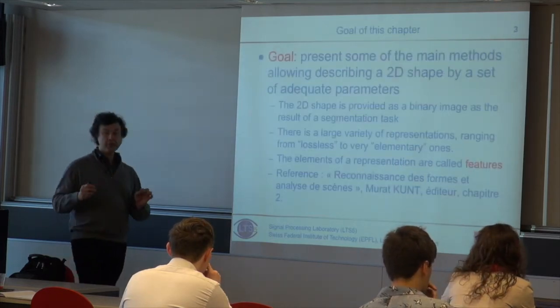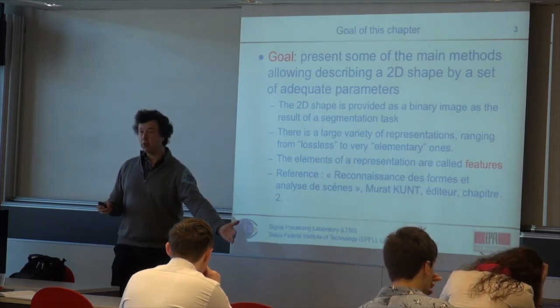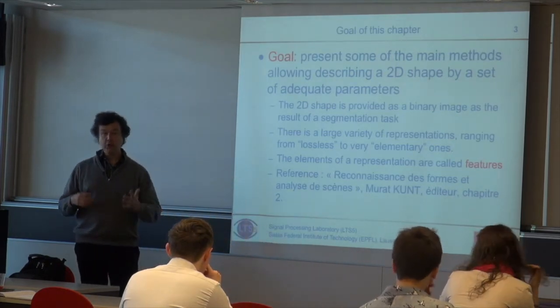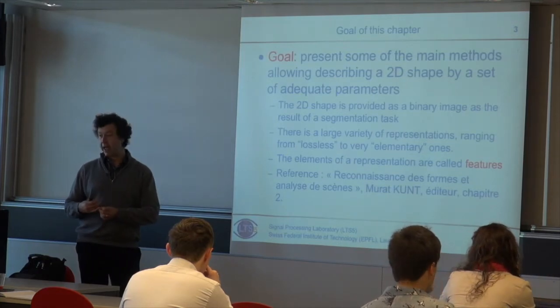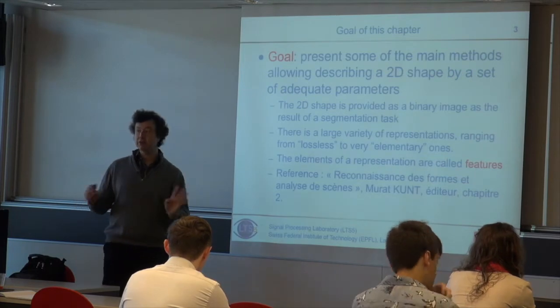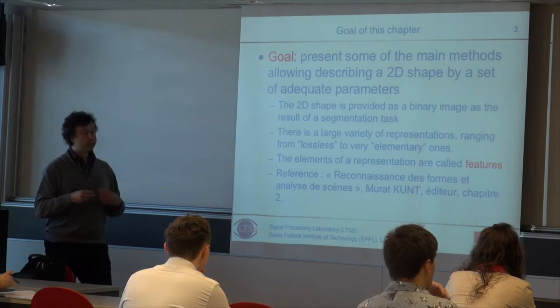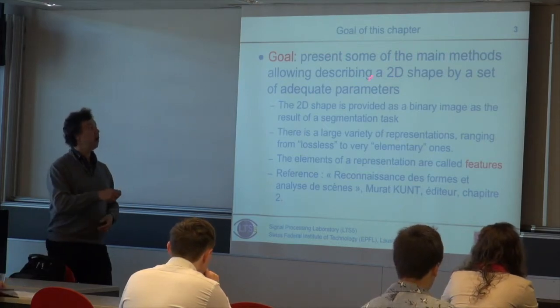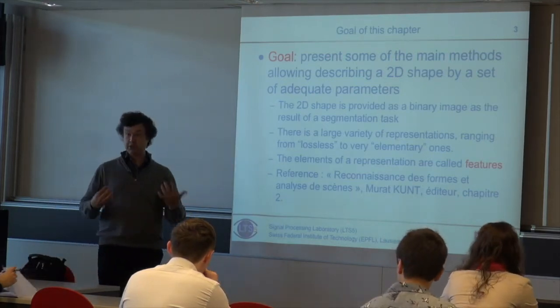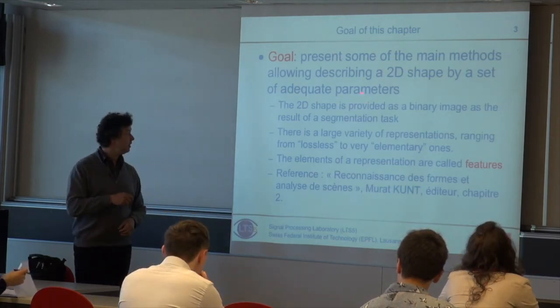The goal is not, again, as usual, not to be exhaustive. I don't want to see all the possible features. There are many. You will experiment some of them in the labs. You will learn more of them in other courses. But today, I want to see some of the foundations as usual. And so what we want is to present the main methods on 2D images, 2D shapes, 2D binary masks, to describe the object present in that image.